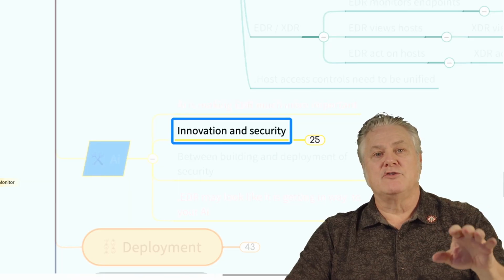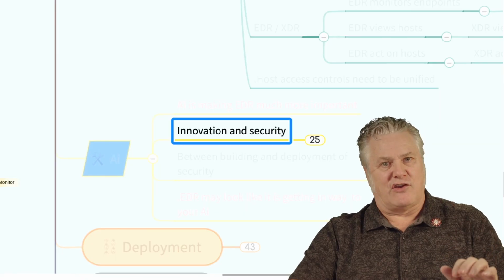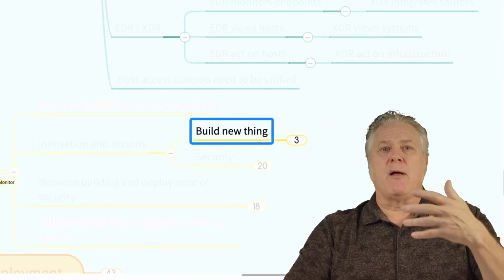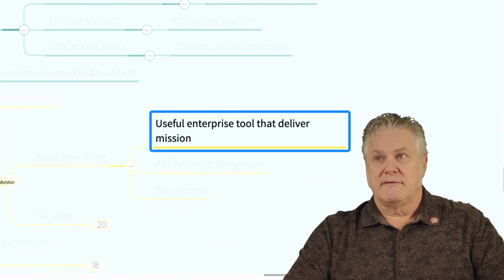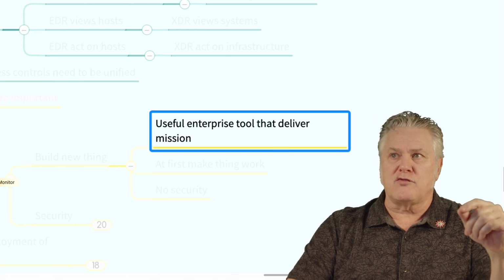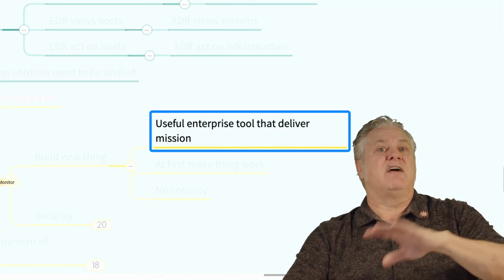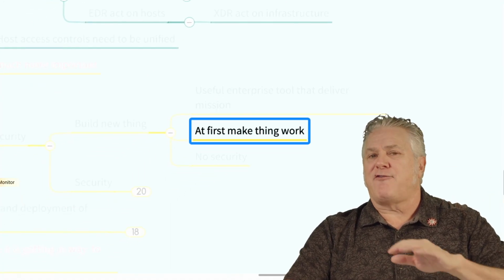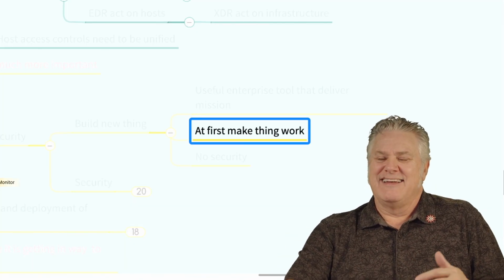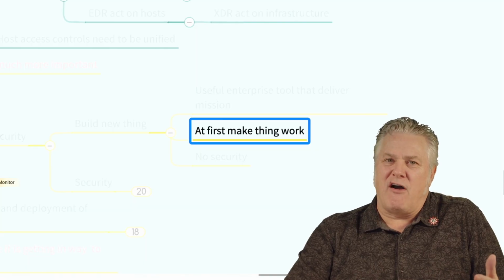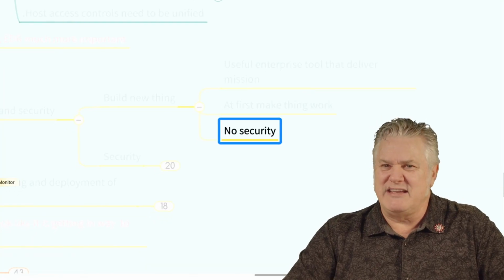Okay, so now we're going to back up for a second and look at the construct of innovation and security. Somebody's going to say, hey, I want to build a new thing. They want to build AI or something like that. The reason we do that is because it's a useful enterprise tool that's going to deliver on the mission in some new way. Great, we've never seen this before, let's go ahead and do that. At first, all they're concentrating on is making that thing work. We don't worry about seatbelts in cars until we can actually make the car go, right? So there's not really any security at this point.